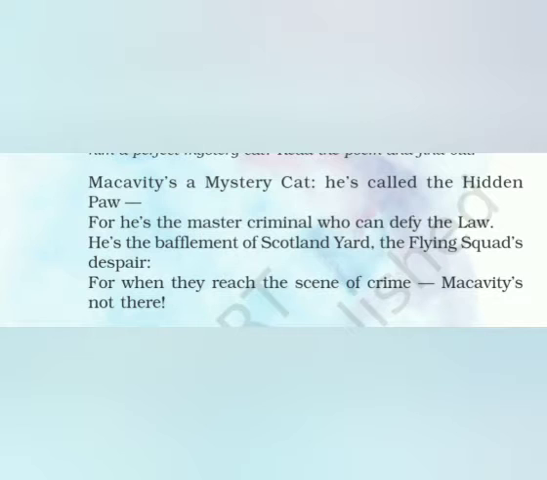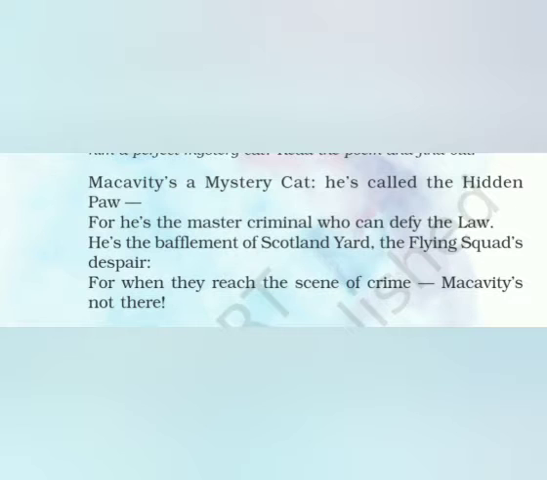He is the bafflement of Scotland Yard, the flying squad despair. Despair means they are at a complete loss. They don't know how to find him. For when they reach the scene of crime, Macavity is not there. So when they reach the place where Macavity was last seen, he is not seen there at all. He is completely disappeared. It seems like he's vanished into thin air.